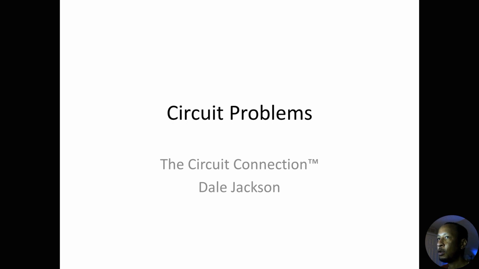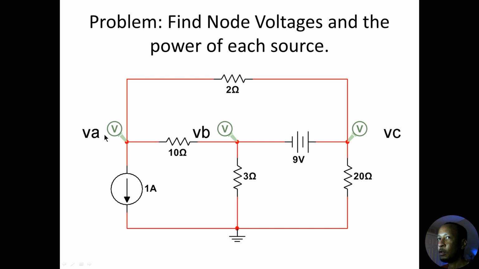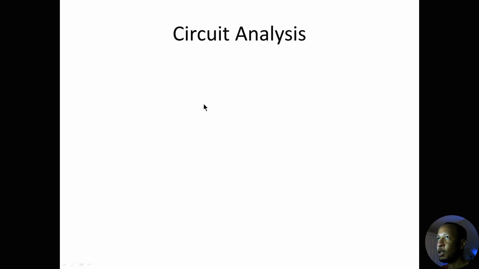Okay, so in this lecture I am going to be going over a circuit problem, and the circuit problem is to find the node voltages and the power of each source in this circuit. So I have VA, VB, and VC here, and I have a 9-volt voltage source here and a 1 amp current source here.